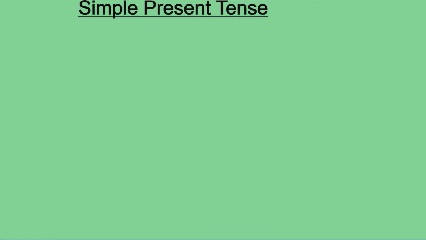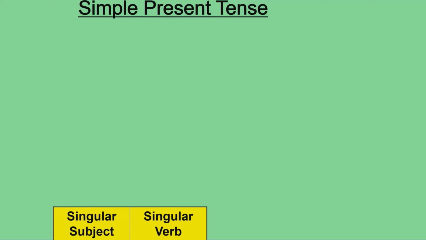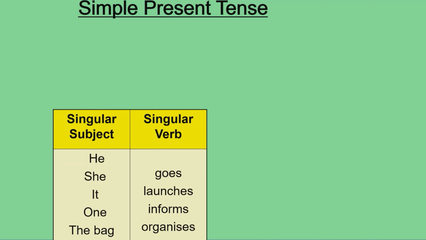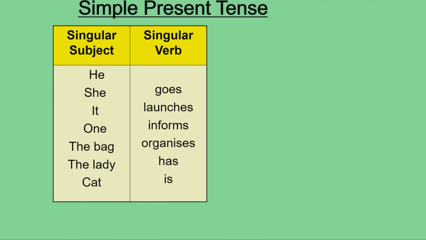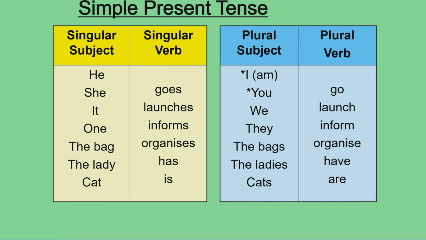When we talk about the simple present tense, you must always remember the subject and verb agreement. If the subject is in the singular form, then it must be with a singular verb. Plural subject goes with a plural verb. So if you take a look at the two tables here, singular subject, he, she, it, one, or the bag, the lady, the cat, they are all singular subject, and you must go with a singular verb. And the singular verb is the verb with the S.